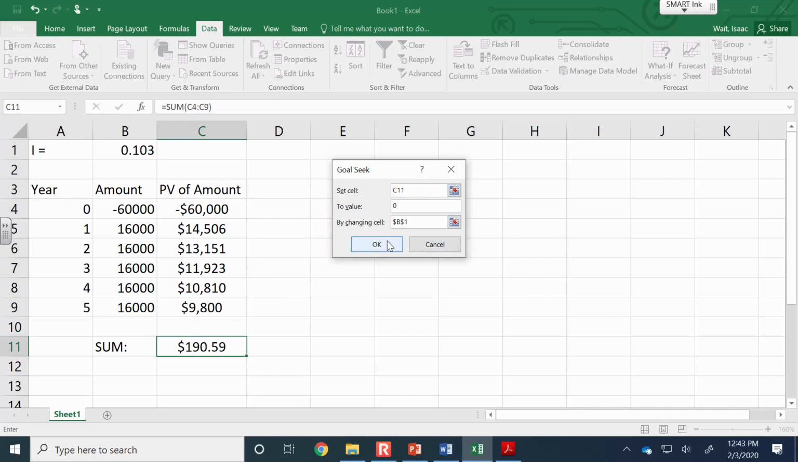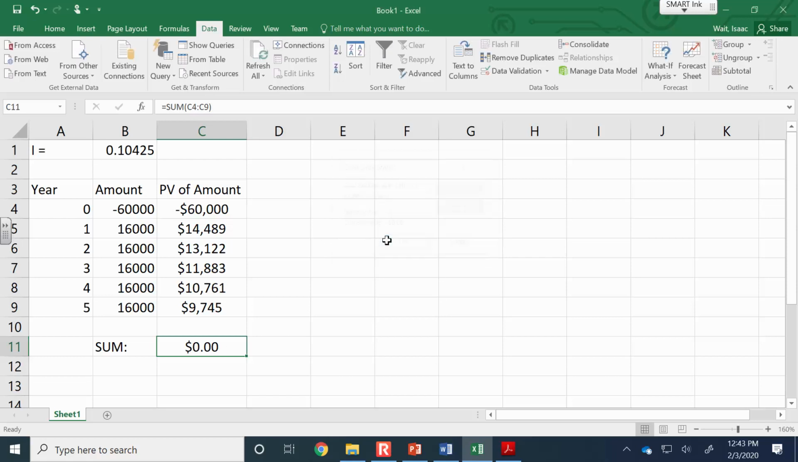So as soon as I click OK, it's going to do that. It's going to happen really fast. All right. So the answer is 10.425. Boy, that's a lot of precision. So that's the interest rate that makes it so the inflow and the outflow are in equilibrium.